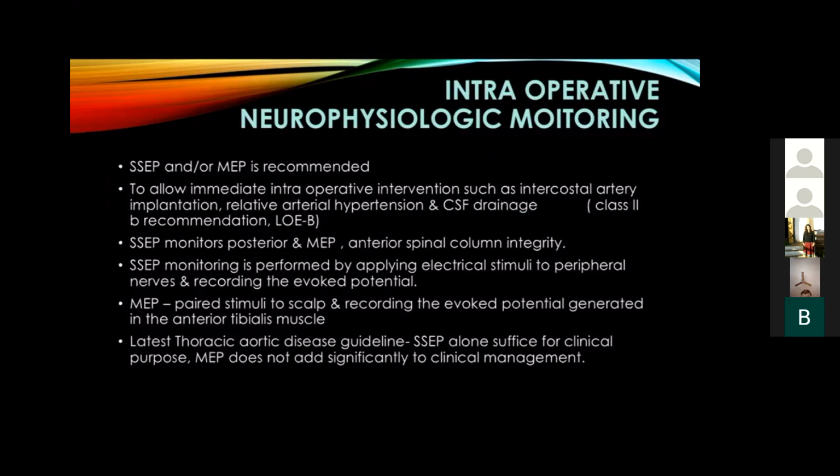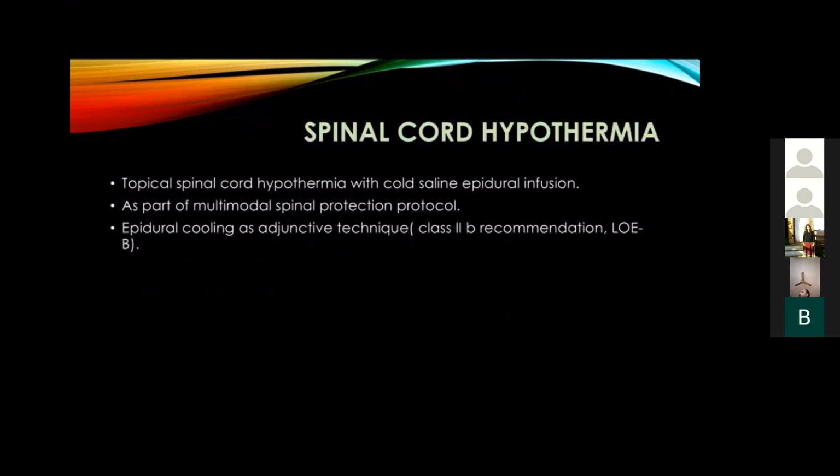SSEP monitors the posterior and MEP monitors the anterior spinal column integrity. SSEP monitoring is performed by applying an electrical stimulus to the peripheral nerve and recording the evoked potential. MEP uses paired stimuli to the scalp and records the evoked potential generated in the anterior tibialis muscle. The latest thoracic aortic disease guideline says SSEP alone suffices for clinical purposes. MEP does not add significantly to the clinical management.